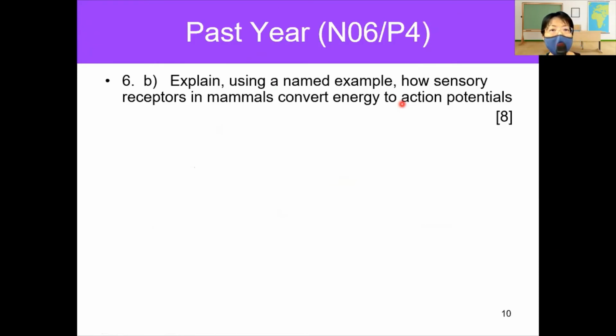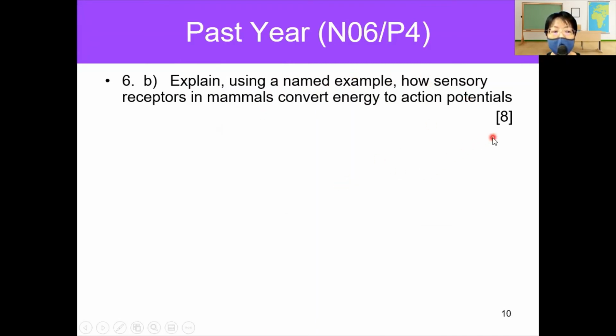So let's look at a past year question, number 6B. Explain using a named example how sensory receptors in mammals convert energy to action potential. So you only need to give a named example and then tell the mechanism of how the stimulus is converted to action potential, 8 marks.